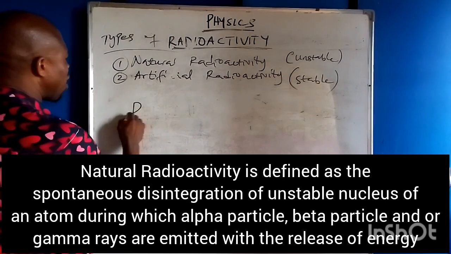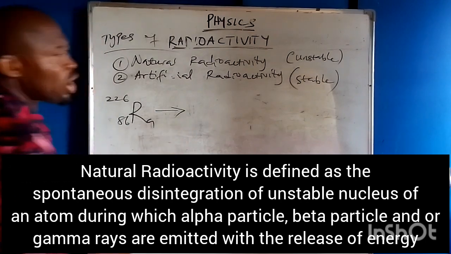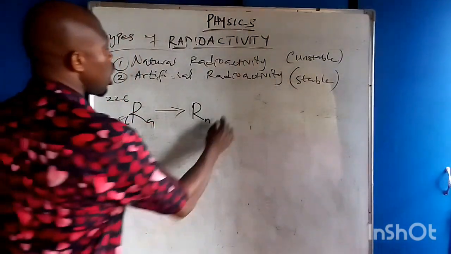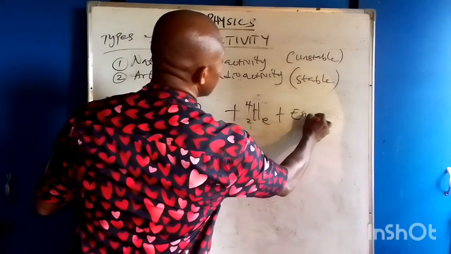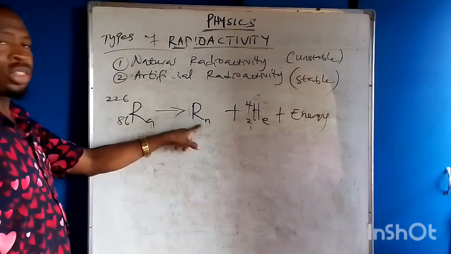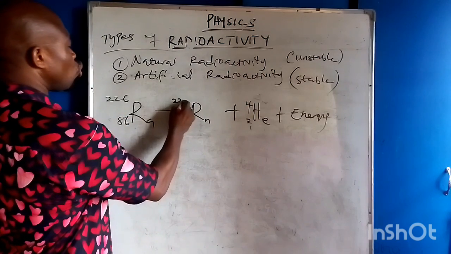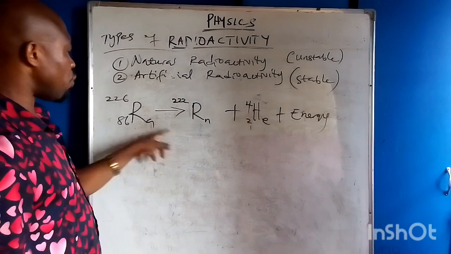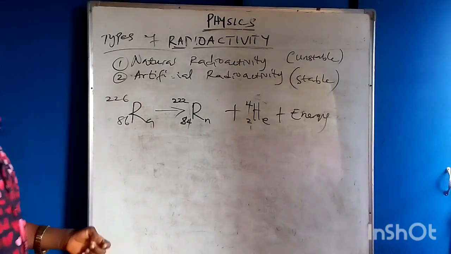For example, we can have radium-226, with atomic number 86. If it is undergoing natural radioactivity, it can decay to radon plus 1 alpha particle plus energy released. Energy must be released. What it means is that the mass number of this radon, the product, is reduced by 4, so we now have 222. The atomic number is reduced by 2, which gives us 84. And that is the equation.